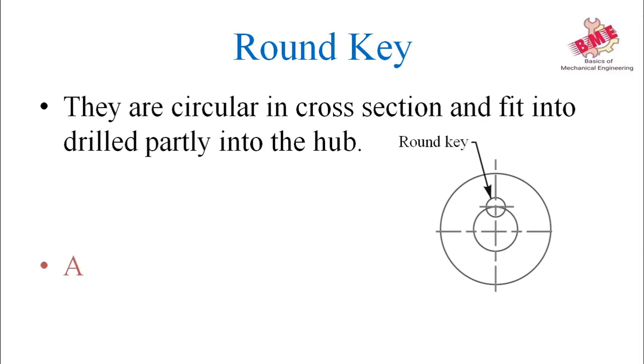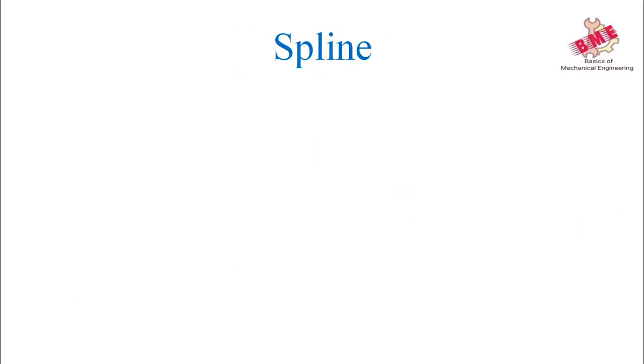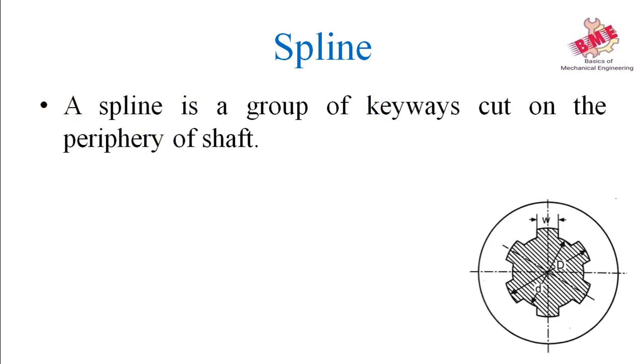Now the last type is the spline. A spline is a group of keyways cut on the periphery of the shaft. The remaining portion of the shaft material between the keyways forms a number of equidistant keys inbuilt with the shaft. In the diagram, we can see the spline. Keys are made integral with the shaft, which can be fitted in the keyway, broached or formed in the hub. Such shafts are called spline shafts.